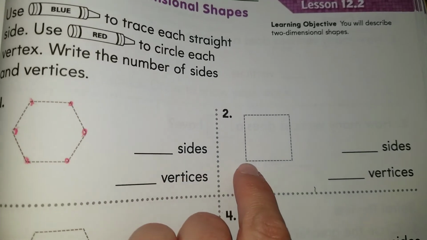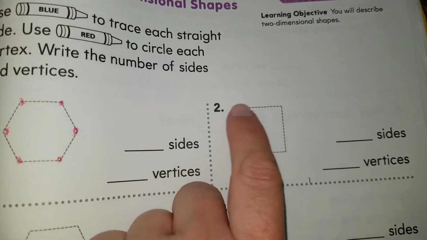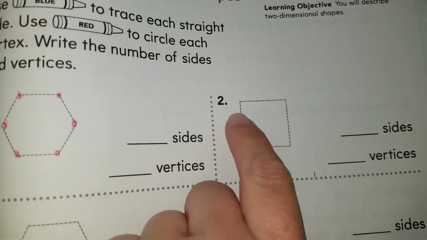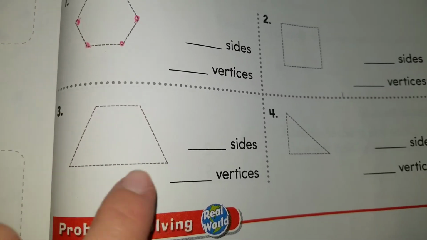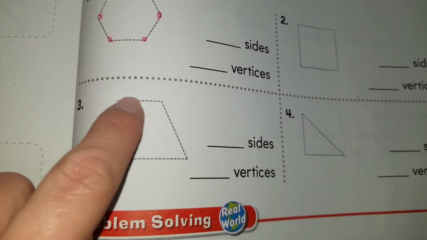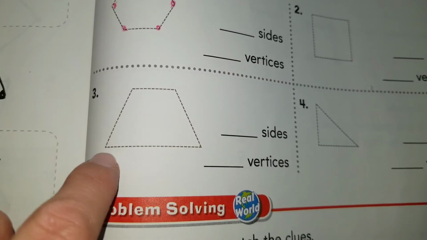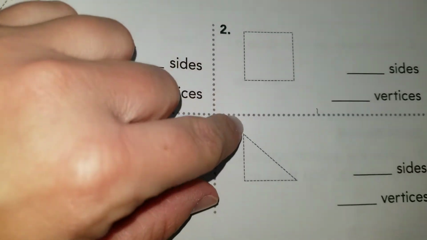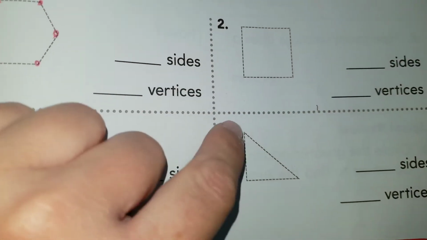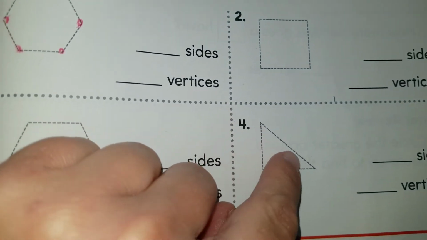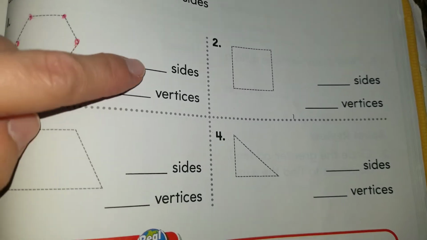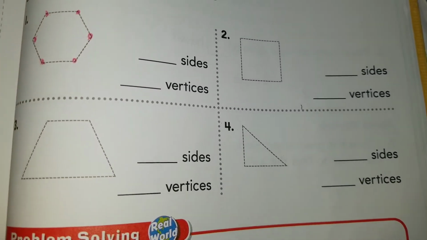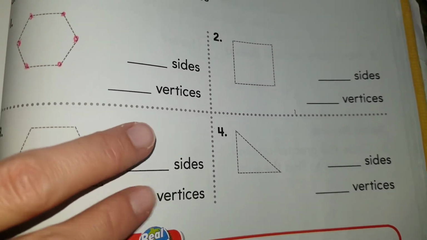You're gonna do the same thing over here. You're gonna color your vertices and trace your sides in blue. Color the vertices of the trapezoid, and then you trace the sides in blue. Color red the vertices of the triangle. Trace the sides in blue. And then once again, do not forget, you're gonna write the amount of sides and the amount of vertices. The number is always gonna be the same at the top and at the bottom.